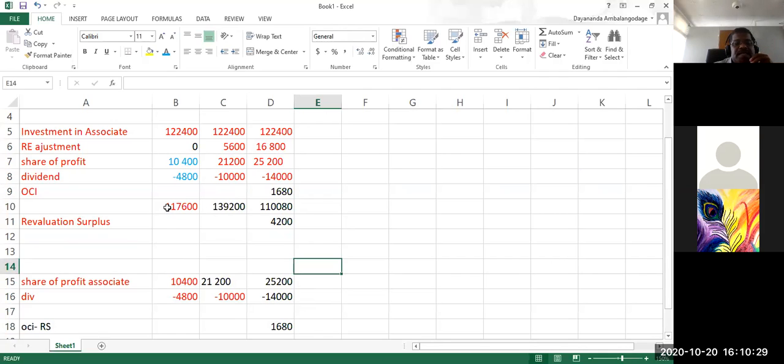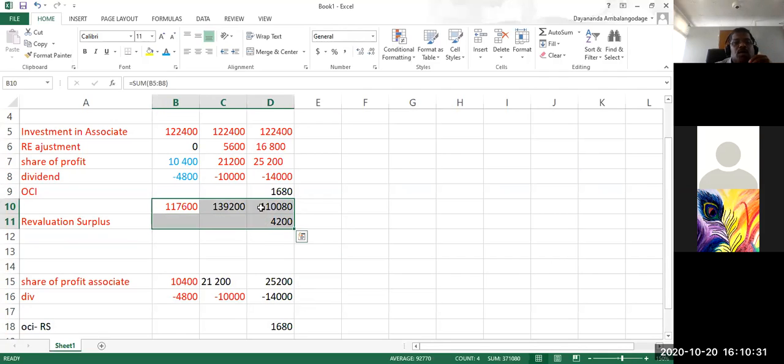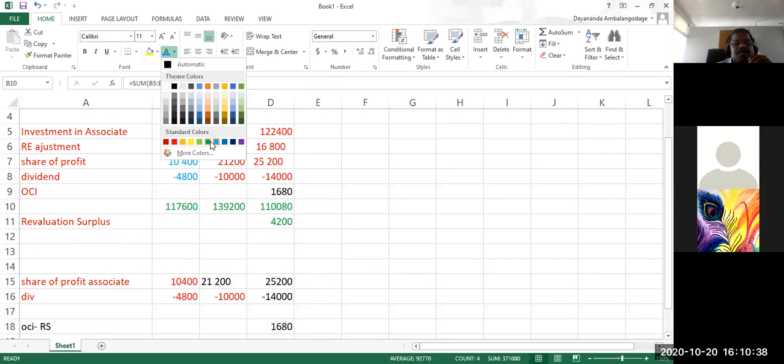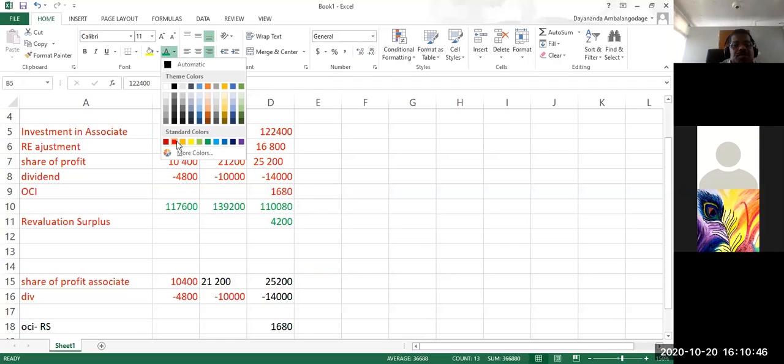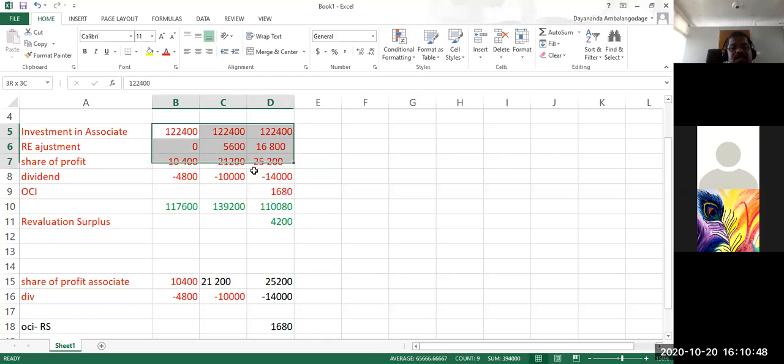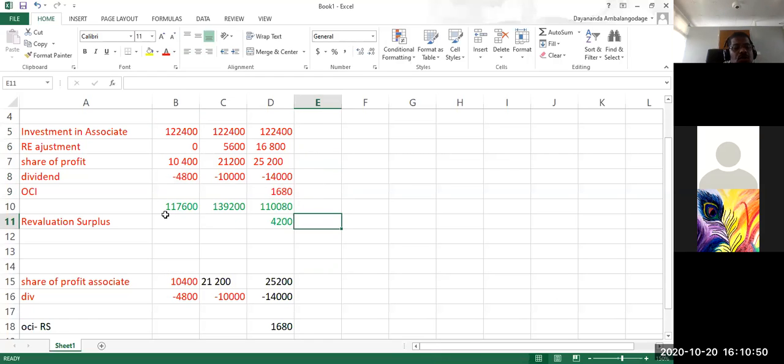But we are not showing all these items in the balance sheet. What we do is basically we show only these two items in the balance sheet. On the page of the balance sheet, we are just showing these items. What is in red is not presented on the page of the balance sheet. Only we show these.